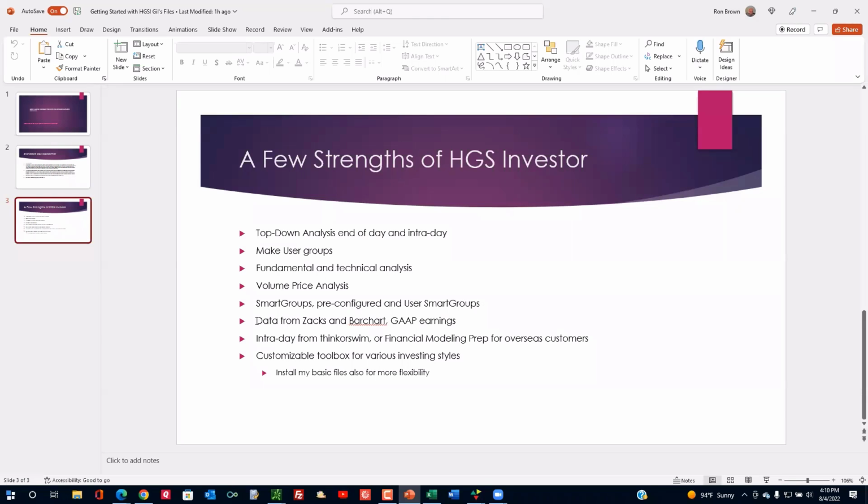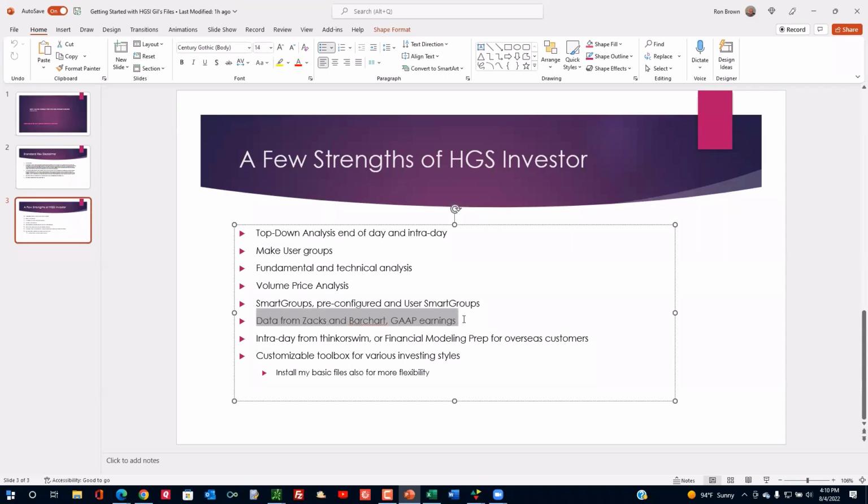I've been showing you that. The data is from Zacks and Barchart. We use GAAP earnings. We don't use any phony earnings or somebody guesses and you get a corporate announcement and say, oh, these are really our earnings. These are generally accepted accounting principles. Intraday data from Thinkorswim or Financial Modeling Prep for overseas customers.